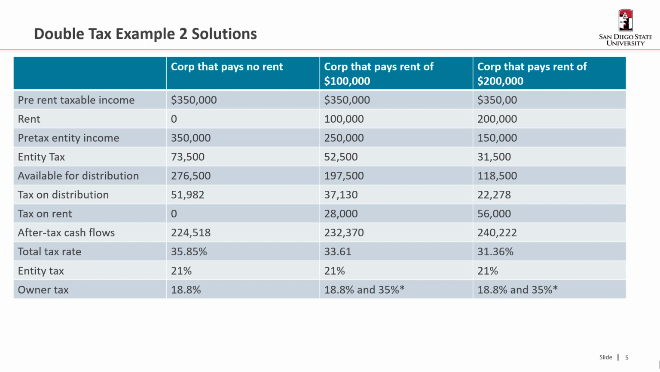So the 18.8% tax on the distribution is just over $22,000. The 28% tax on $200,000 of rent is $56,000. So her after-tax cash flows are up to $240,222, and her rate is down to only 31.36%. So you can see the temptation on the part of taxpayers is to try to increase rent, try to increase deductions out of the corporation that, of course, flow through to the owners themselves, because to pay rent to someone else doesn't make any sense. That's just money gone.